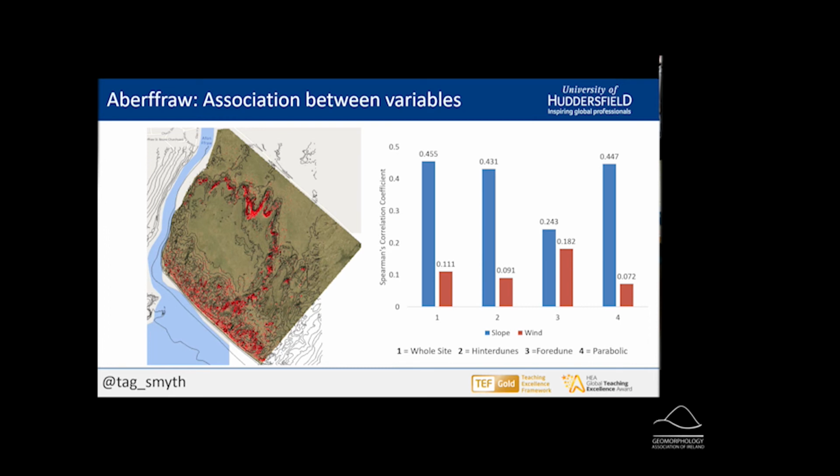well. However, at a landform scale, so just looking at those parabolic dunes and looking at the entire site, we do get a moderate correlation between slope and bare sand at these sites. Wind, again, is relatively weak throughout. So wind does not predict, or doesn't seem to be associated or predict very well those areas of bare sand.